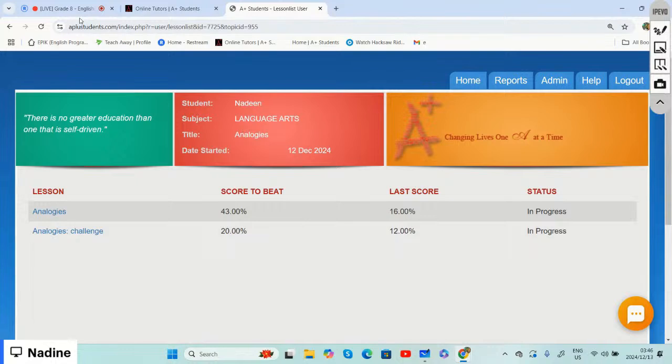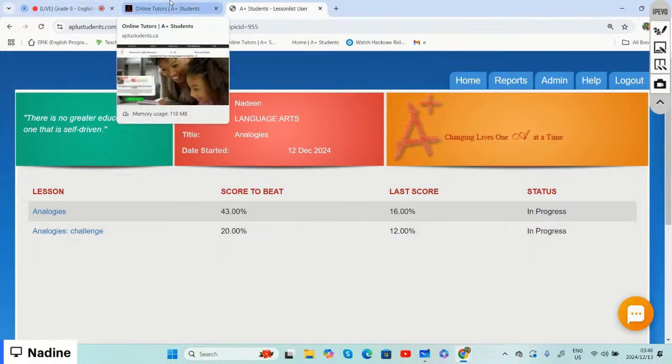And that's the end of analogies. We said analogies is the relationship between two or more words, basically two words.